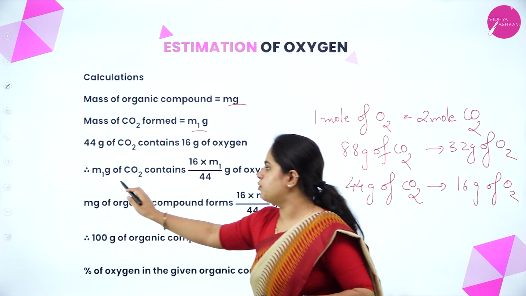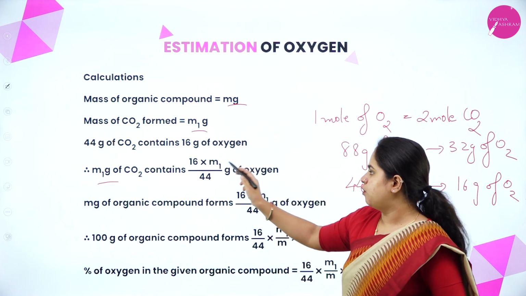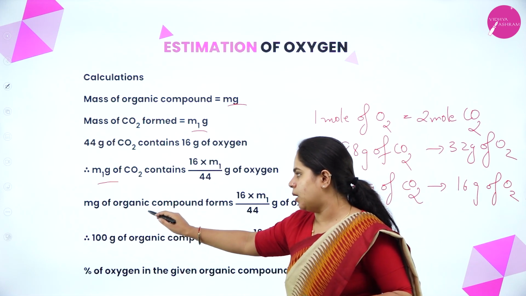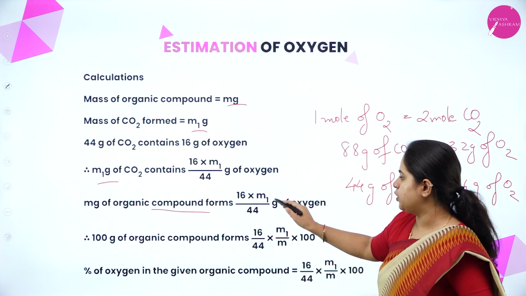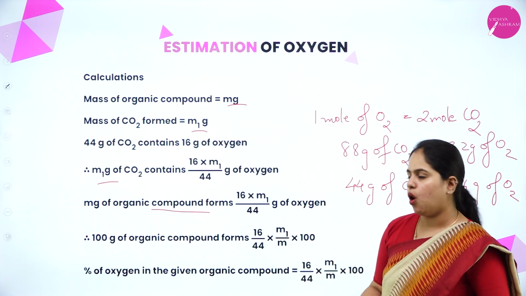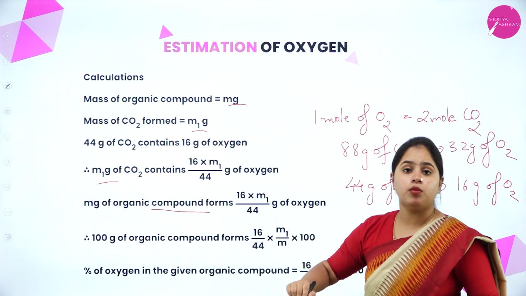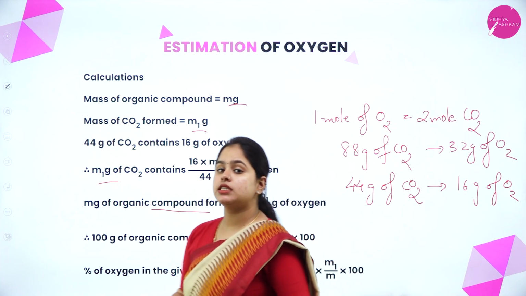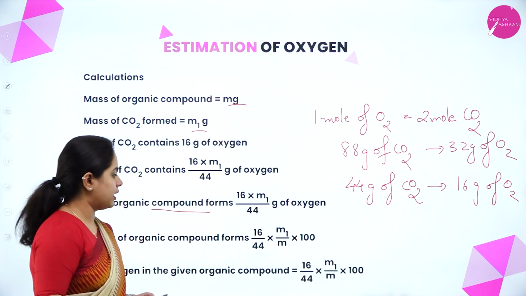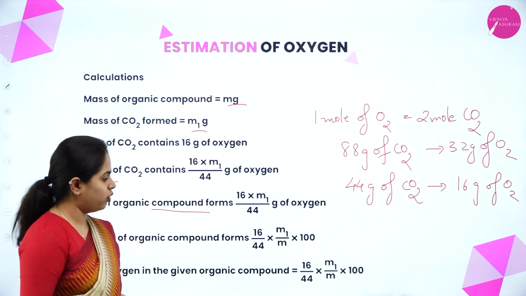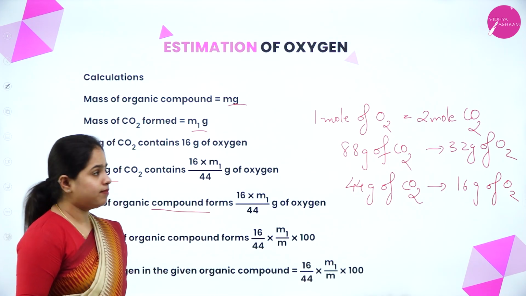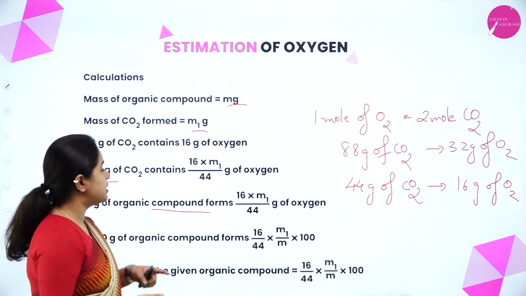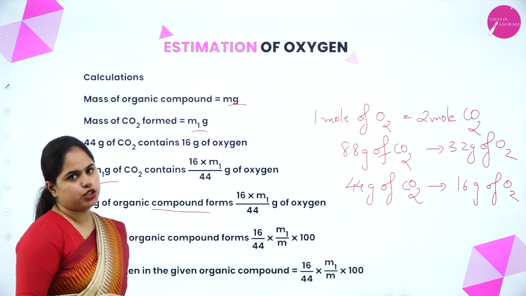So m1 gram of carbon dioxide, then how much will be there? 16 into m1 divided by 44 gram. And m gram of organic compound forms 16 into m1 by 44 gram of oxygen. Then for 100 gram, how much will it be? We multiply it by 100. So finally, the percentage of oxygen is 16 by 44 into m1, where m1 is the mass of carbon dioxide formed, divided by m, the mass of the organic compound, into 100.